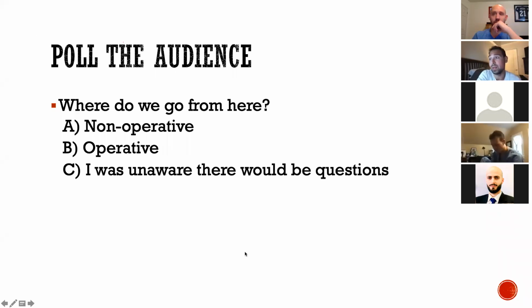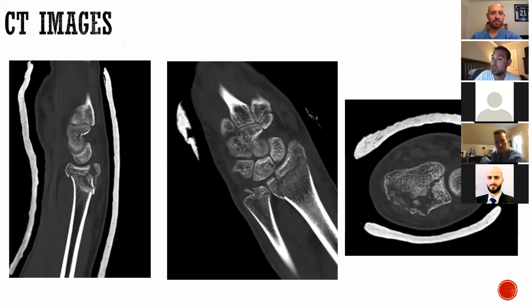We either have non-operative, operative, or... no, I was not aware there'd be questions. Poll on us, Jeremy? Sorry, I was muted. We don't have a poll for this one. Well, that is tragic. All right. Well, how about this? Option D, I didn't give you all the information.